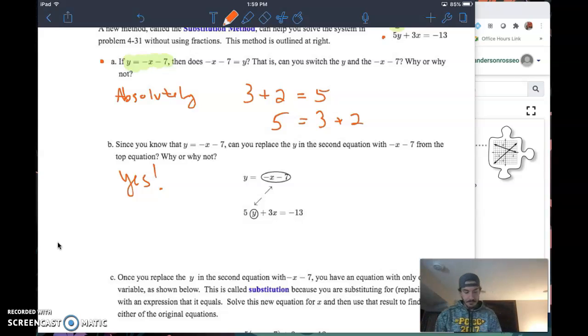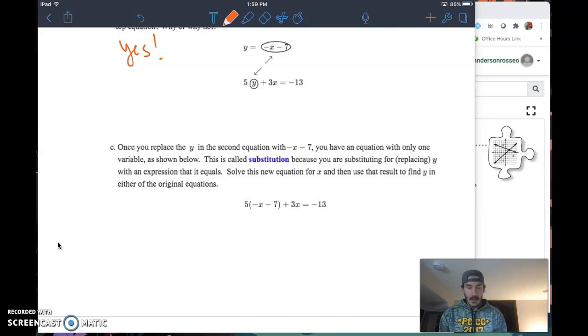Okay, part C then. After the substitution is done, it says, once you replace y in the second equation with negative x minus 7, you have an equation with only one variable as shown below. That is key for us. That is key.